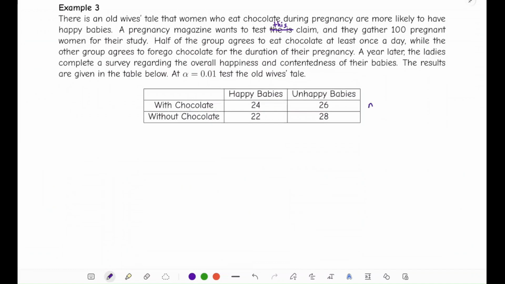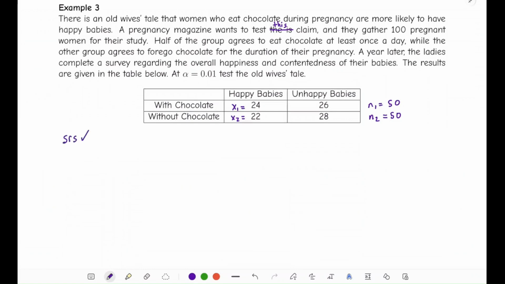So that means my n1 would be 50 because that's 24 plus 26. And my n2 would also be 50 because that's 22 plus 28. And then we need to determine which counts as the success, the happy babies or the unhappy babies. Well, the happy babies. So x1 is the 24 and x2 is the 22. And then the 26 and 28, we needed them to calculate the totals, but they won't be used in the calculations from this point.